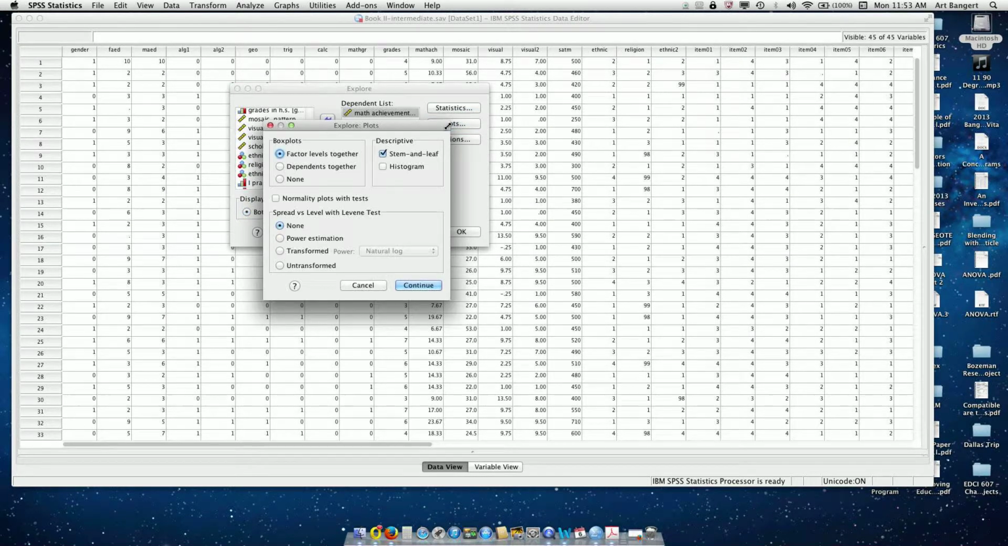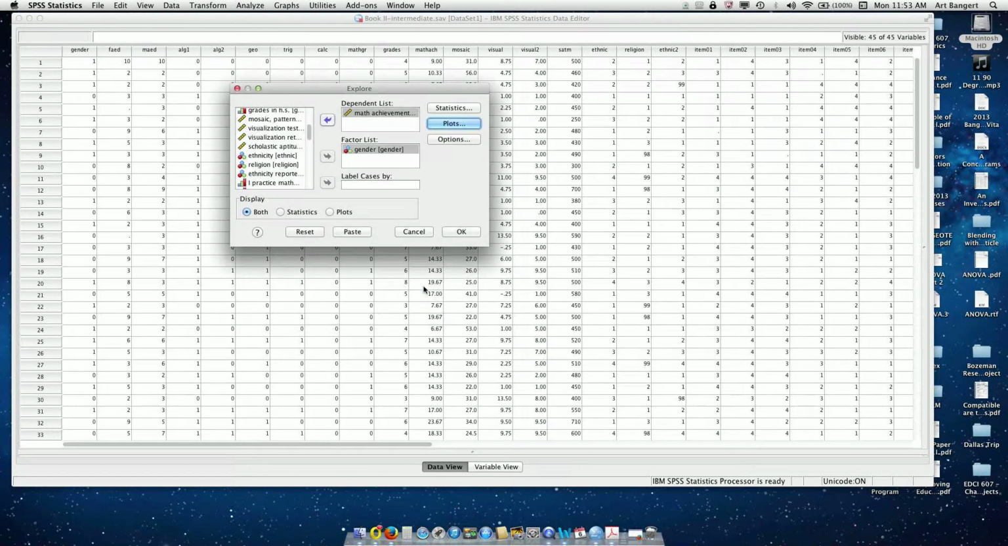In terms of plots, one of the things I like to do is uncheck stem and leaf and look at the histogram data. I think it has a little more meaning to it. The other thing that I like to check is the normality plots with tests. The normality plots are not as important as the tests, which are the tests that tell us whether our data is significantly skewed or peaked. And then we'll go to Continue.